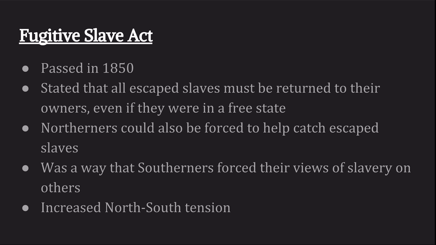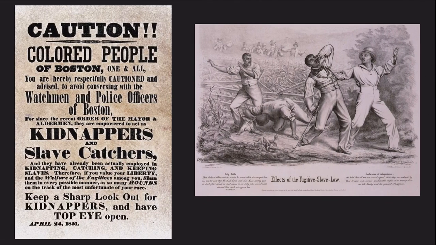This was passed in 1850, and it made it so all escaped slaves, even if they got to the north, weren't safe from being returned to their owners. It was a way Southerners forced their views of slavery onto the North, because they would force Northerners to go out and help look, and it was possible that if they refused to or didn't do a good enough job, they would be punished. Here's some ads warning African Americans.